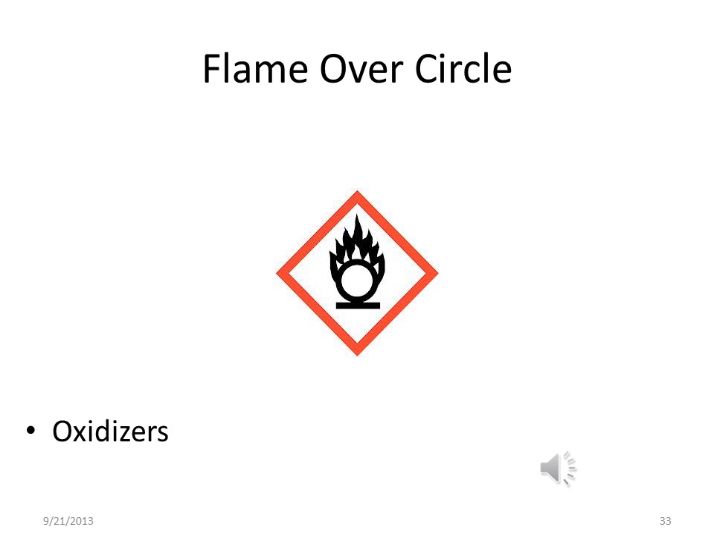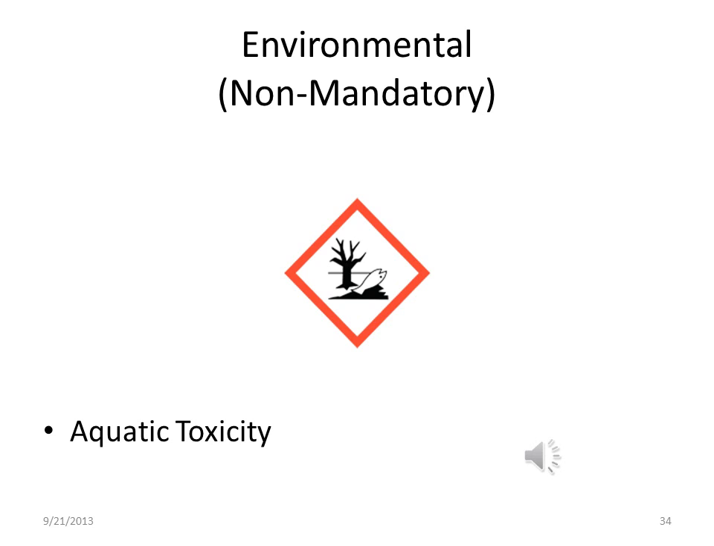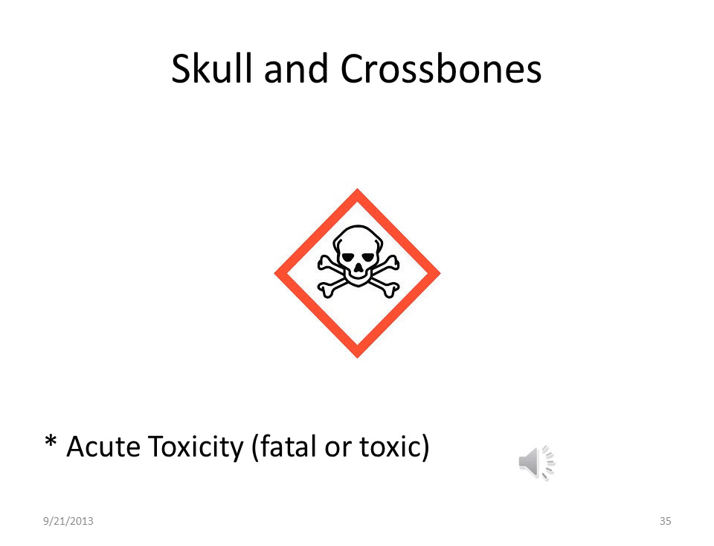Notice it is a circle with flames shooting out, which is in many ways similar to the flammable, the flame. But you notice for the flame over the circle, the oxidizers, it's a circle with flames shooting out. The pictogram for environmental is a dead tree. You see a dead fish, and you get the idea that there's water standing close. It's aquatic toxicity, which is poison water. The last, and probably the most famous of all the pictograms, is the skull and crossbones, which is acute toxicity, fatal or toxic.